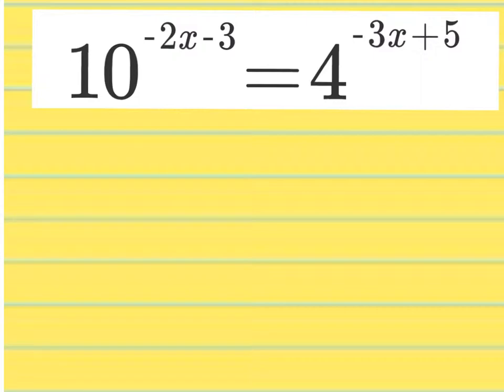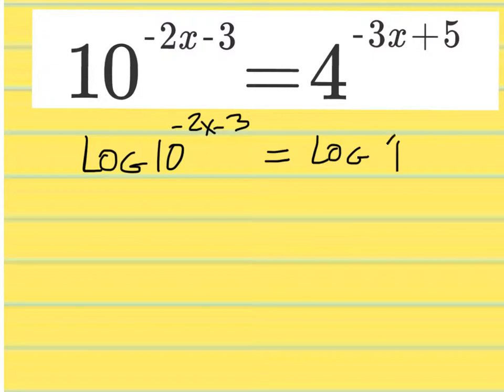You don't have a base of e in either one of these, so a common log will do. And you can take the log of both sides by doing this. Log of 10 to the negative 2x minus 3 power equals log of 4 to the negative 3x plus 5 power.